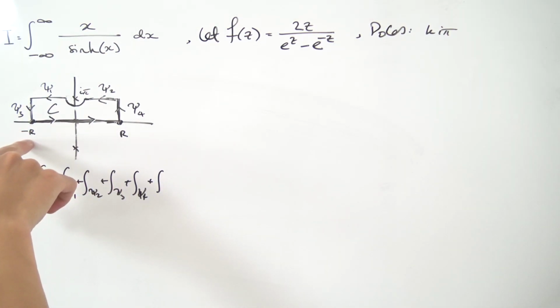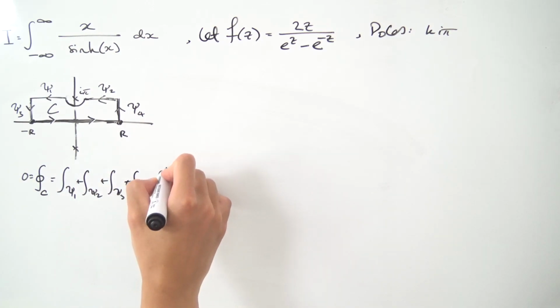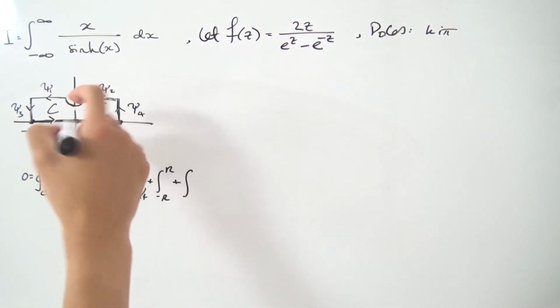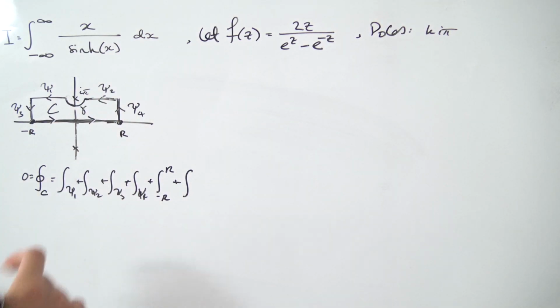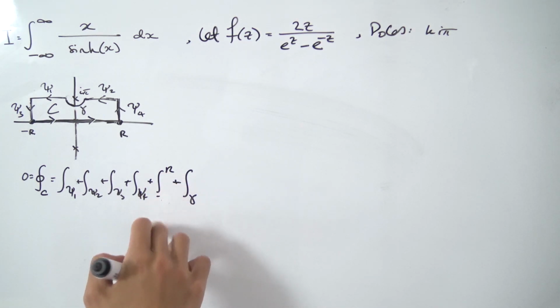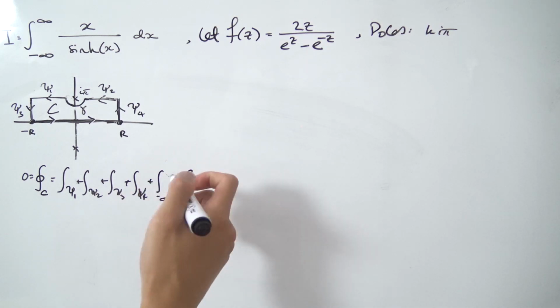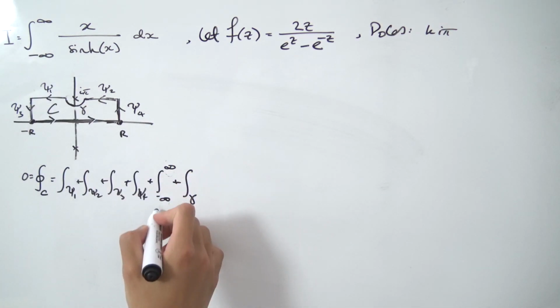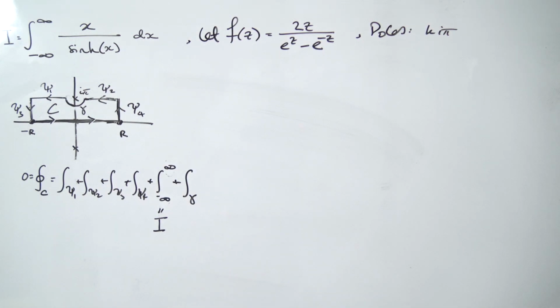over, well, on the interval minus r to r. And then we also have the integral along this little semicircle path that I call gamma. Okay, so these are all the integrals we're going to be evaluating. The integral from minus r to r, that's obviously in the limits going to become the integral we want to evaluate, which is I over here. So in the limits, this is just going to reproduce I.